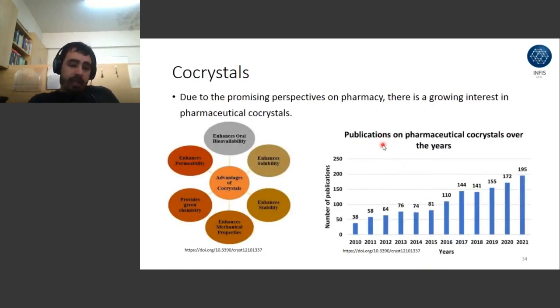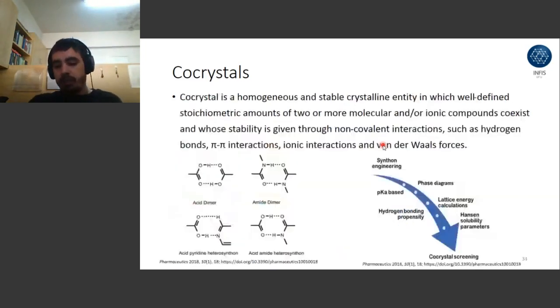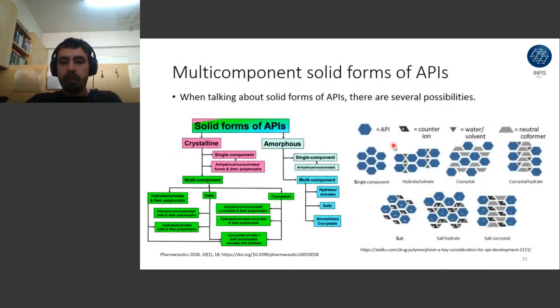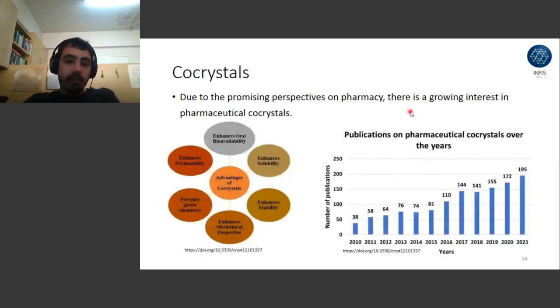Co-crystals are really promising, mostly because we can find multi-component solid forms with neutral materials. This is really nice in the case of the pharmaceutical industry. In addition to that, co-crystals might help with the permeability of some drug molecules, with the stability, and with the solubility. There are a lot of possible advantages related to co-crystal formulations. Due to this promising perspective, the interest in pharmaceutical co-crystals is growing a lot, and a lot of groups are starting to study this kind of material.